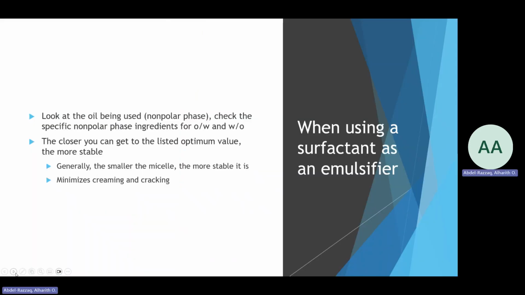Let's go over when we're using a surfactant as an emulsifier. We want to take a look at the oil that's being used, specifically in the nonpolar phase. We want to check the nonpolar phase ingredients for oil and water and oil emulsions. The closer we get to the listed optimum HLB value, the more stable the emulsion actually will be in terms of micelle formation. Generally, these are general rules: the smaller the micelle, the more stable the emulsion is going to be, and that actually minimizes creaming and cracking.